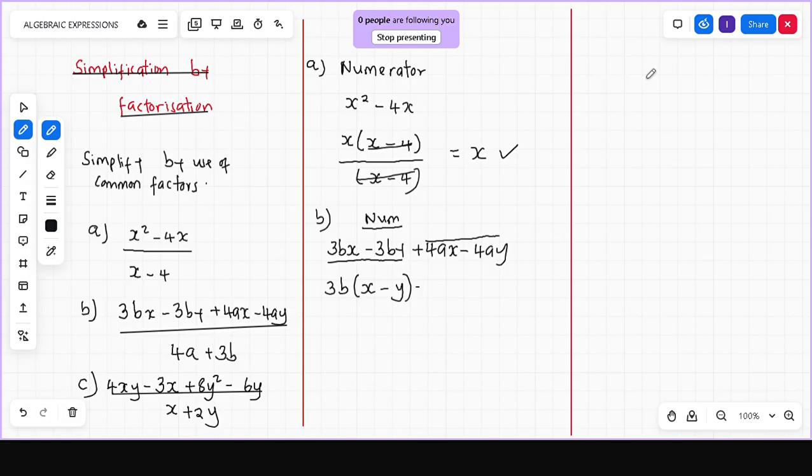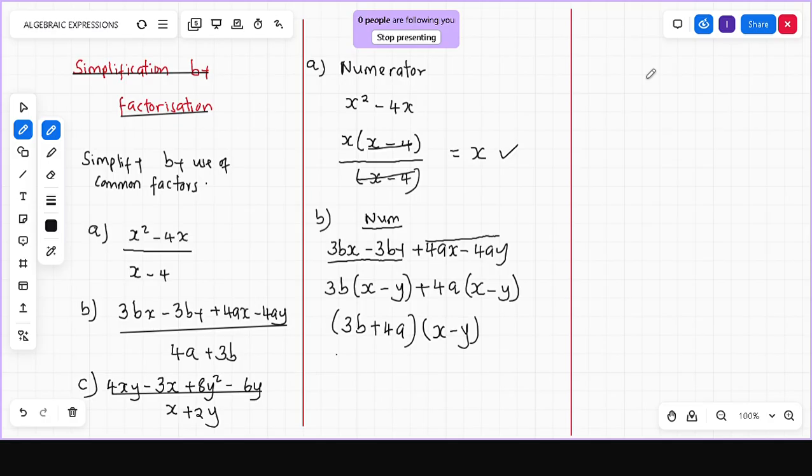Then plus the common factor in 4ax and 4ay, which is 4a, into bracket. 4a is outside the bracket. We got x, then minus y. So for the numerator, whatever is inside the brackets is x minus y on both sides. Now we are going to take 3b plus 4a. That is what is outside the bracket. 3b plus 4a. So 3b and 4a are outside the bracket. Then one of the brackets becomes x minus y.